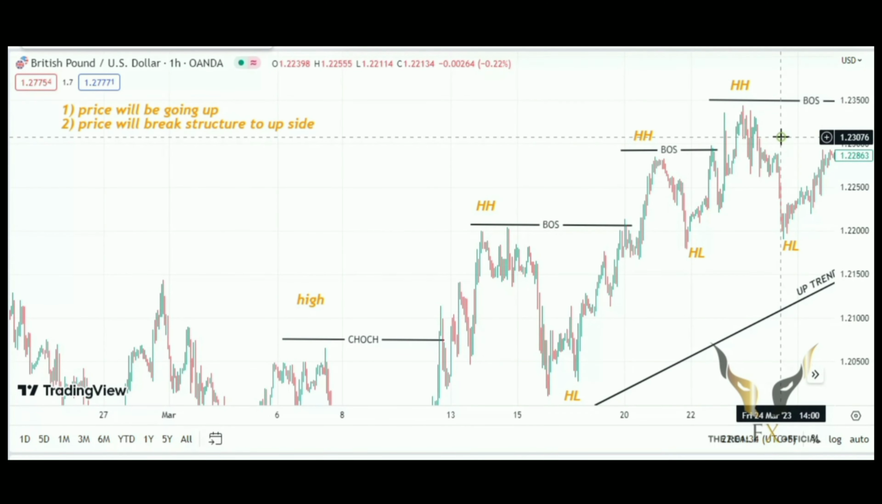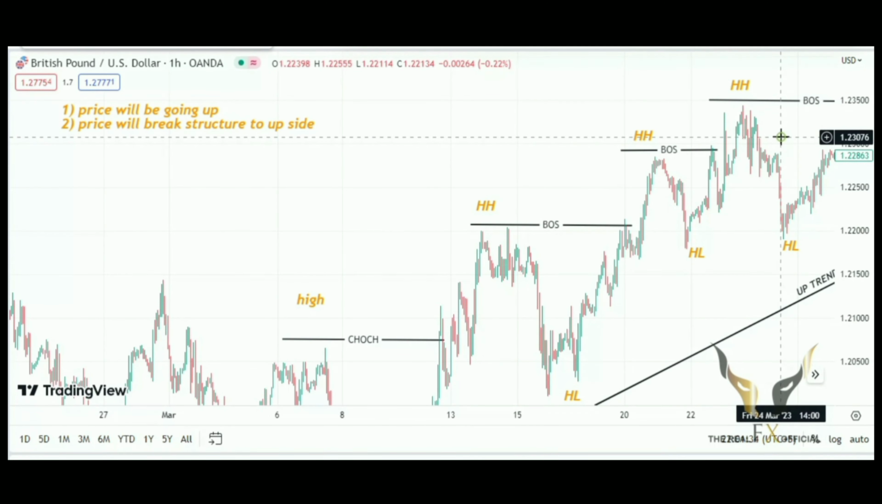So here we can see that the price has come down, and now what do we expect? That the price will break this recent high just because the price is going up, okay. So here we can say that the price is going up and broke the structure and created another higher high. So the price just met our two scenarios, okay. The price is going up and breaking the recent structure to the upside, so we can call this a bullish trend, or we can mark this as a bullish trend, okay.